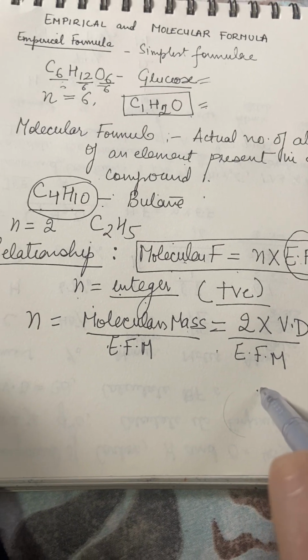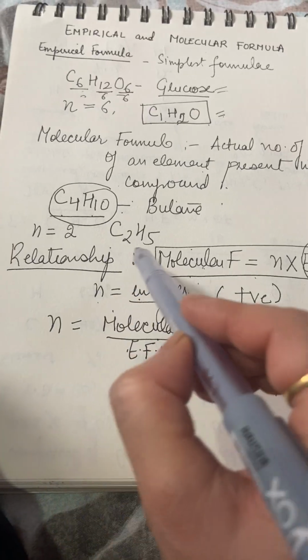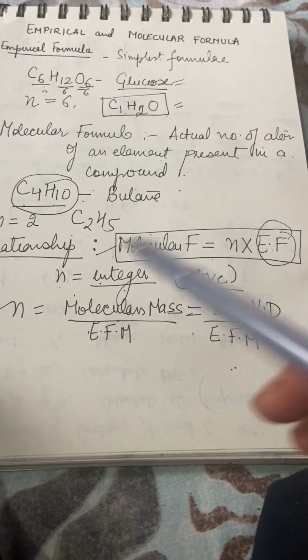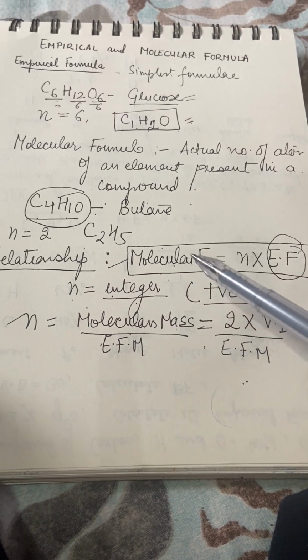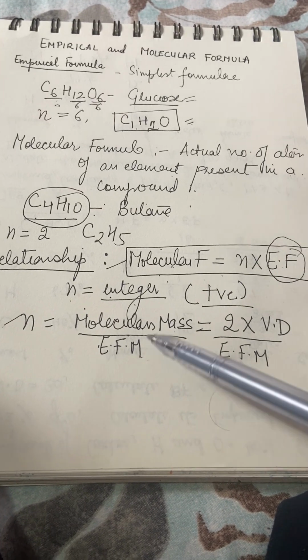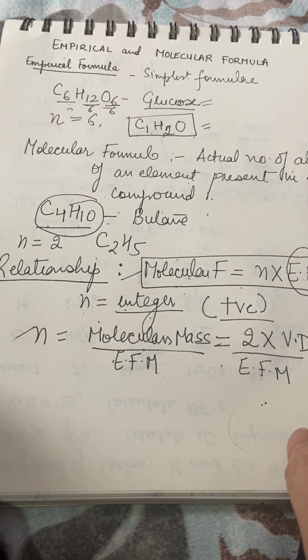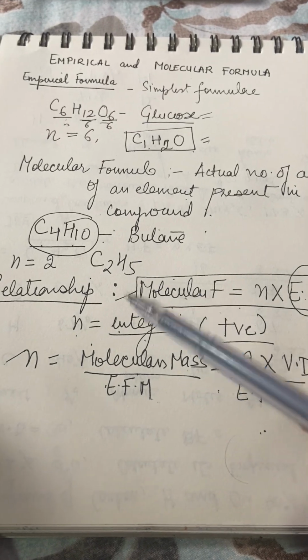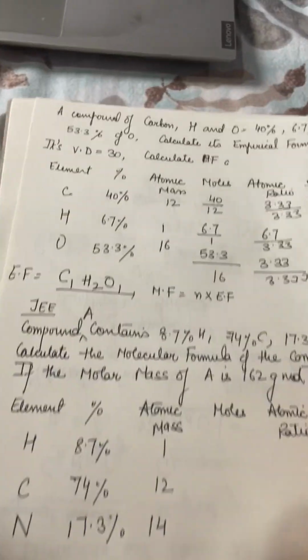Similarly, like we are calculating the molecular mass. Right? So these are the two relationships which you have to remember while finding the molecular formula and while calculating the value of n. Now let's take some numericals based on the empirical formula as well as the molecular formula.